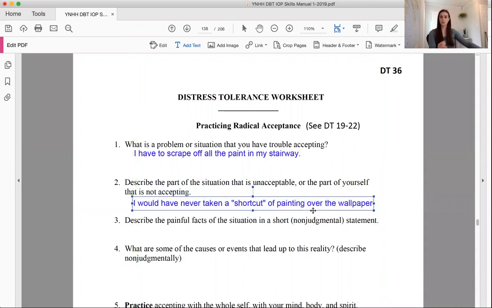So now we know the part that was unacceptable. Okay. So now, going to the painful facts of the situation in a short, non-judgmental statement. Before we talk about that, I just want to really emphasize that we need to aim for a non-judgmental statement here. So, describing the painful facts.